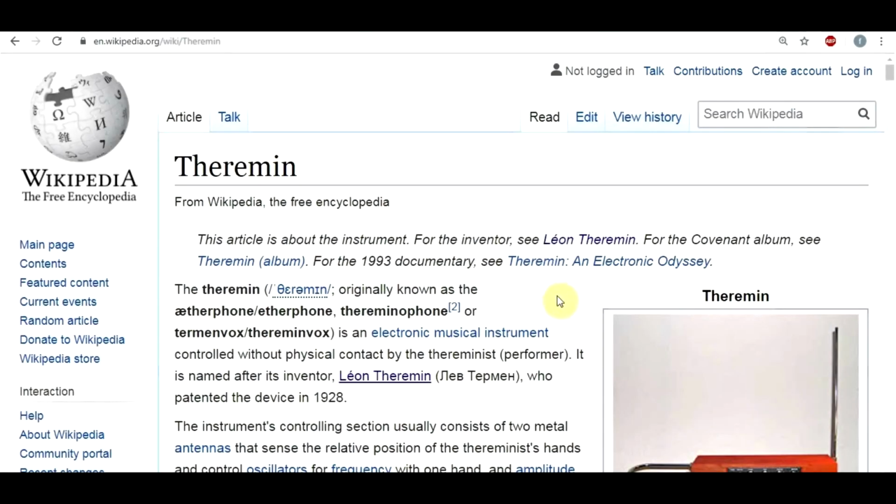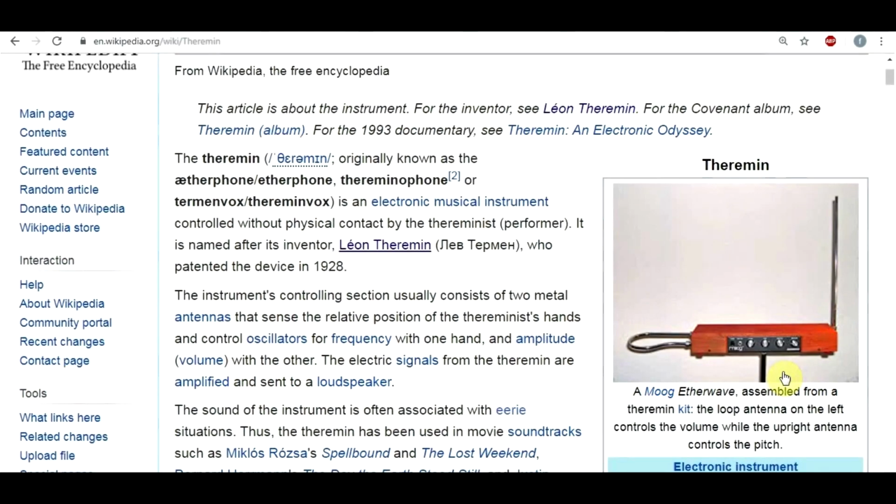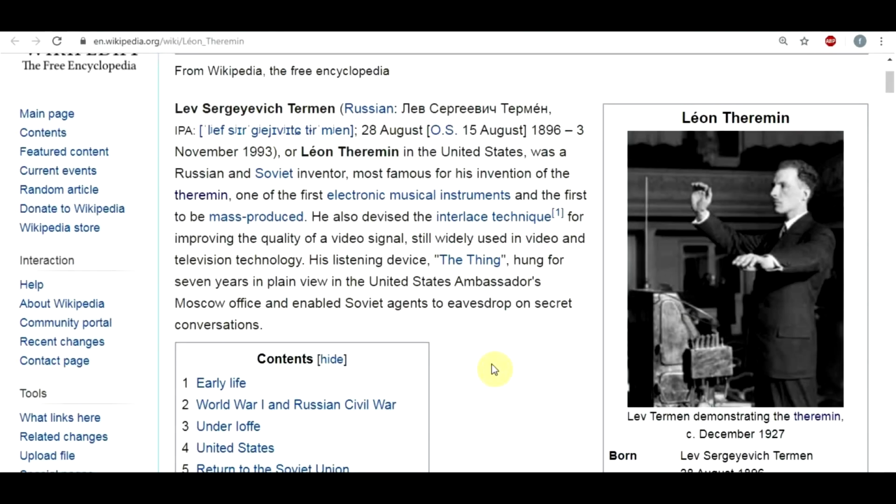So let's start with a short history lesson. This thing is called a theremin, but it's also known under various other names, either an Etherphone or Thereminvox or whatever. There were multiple names associated with this thing. And this was created back in the 1920s and then patented in 1928 by its creator, Leon Theremin.